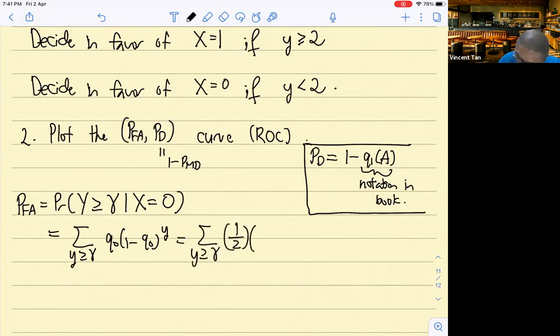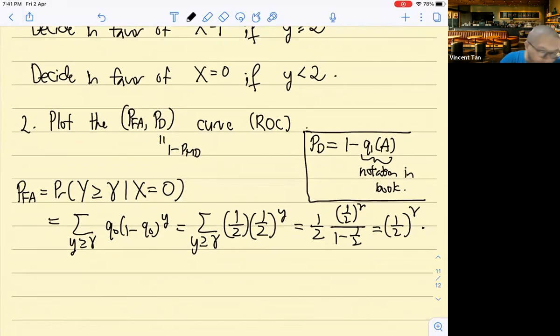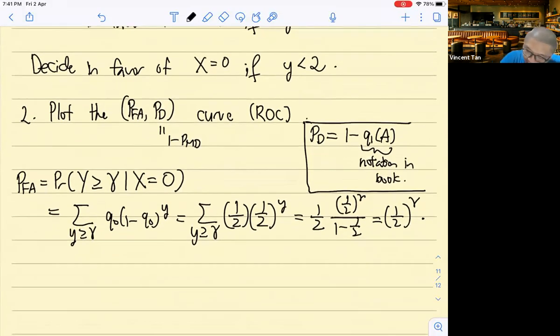And so you can bring out half, and so this is how to do this. Over 1 minus this, so this is half to the gamma. This is just arithmetic that I'm not going to belabor. So if I fix my gamma as the threshold of y, then I get a false alarm of this much. Now, what is my probability of detection?